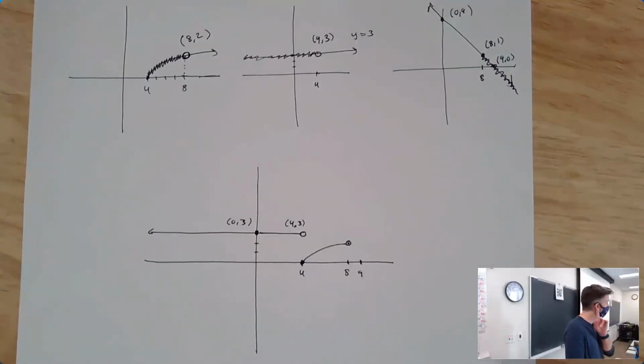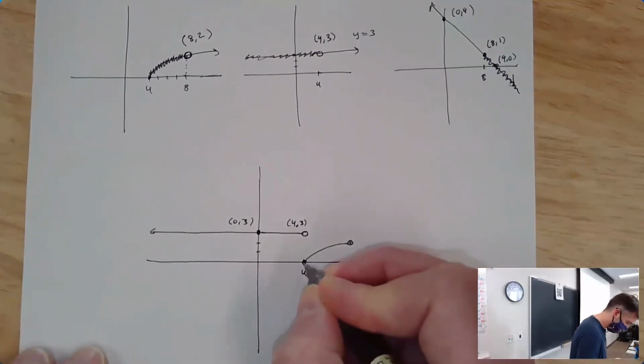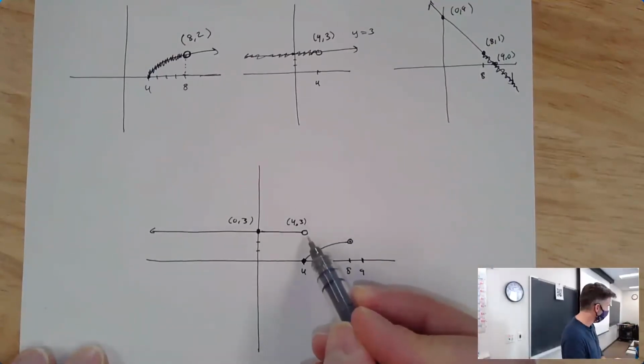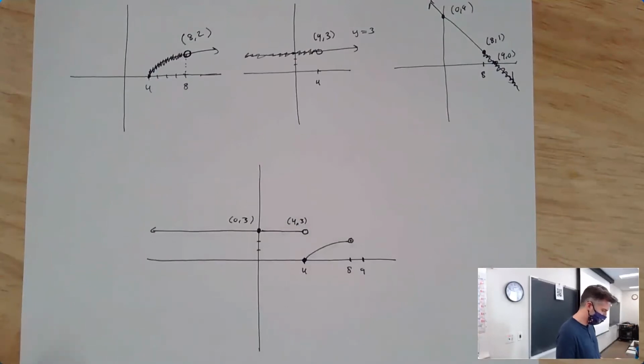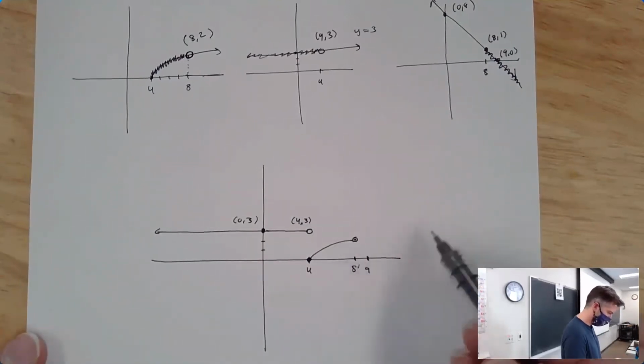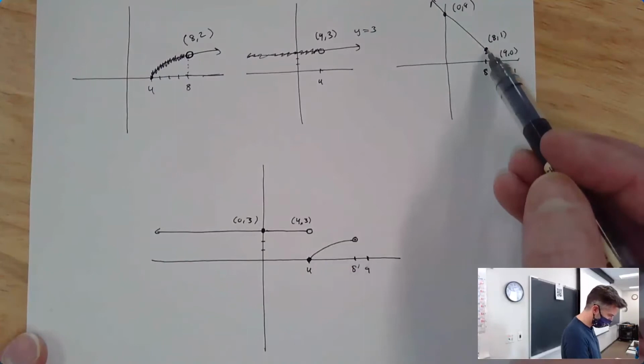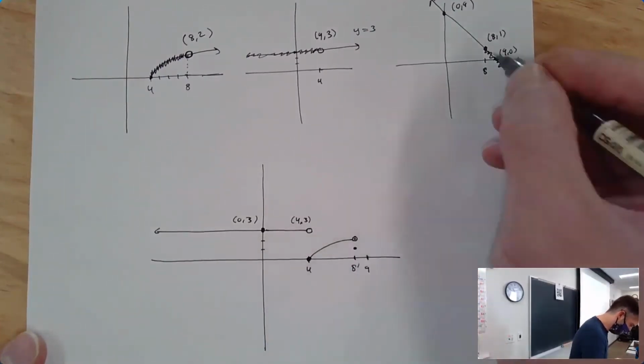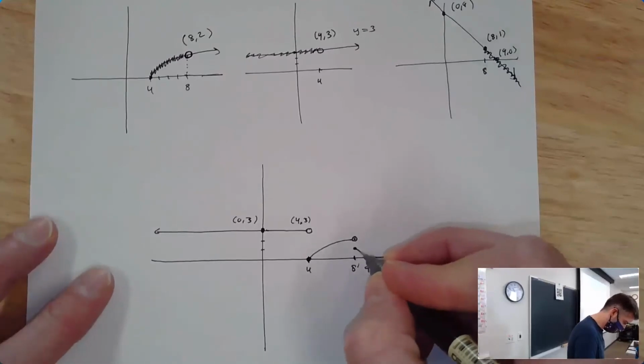Say that one more time. Yes, 4, 0. This one here. Yeah, that one's filled in. That one definitely is not. And then the last part, bigger than or equal to 8, we want the graph here that's starting at the point 8, 1. So start at 8, 1, and then it's going to have the x-intercept of 9, 0.